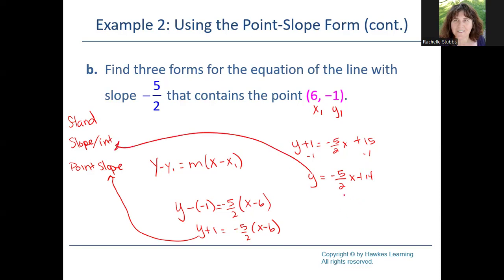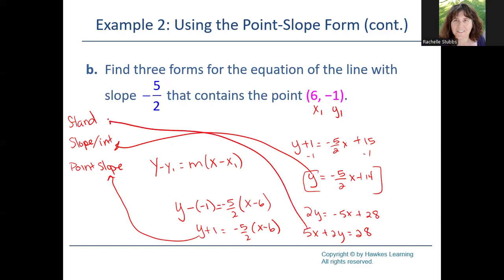And standard form, if I multiply everything by 2 from here, I get 2y equals negative 5x plus 28. Bring the 5x to the other side so it's on the same side as y. 5x plus 2y equals 28. And that would be standard form. Notice that each form looks different, but they all will graph the same line. So even though they look a little different, they're going to all graph the same line.